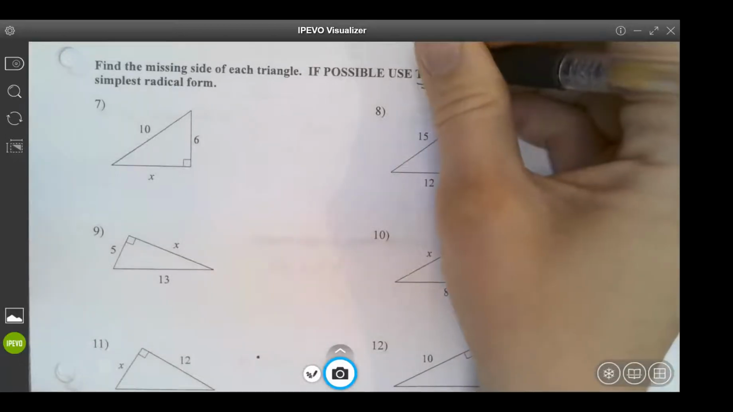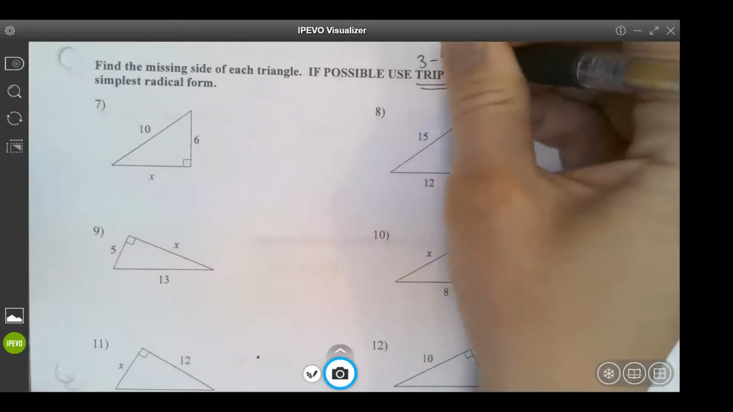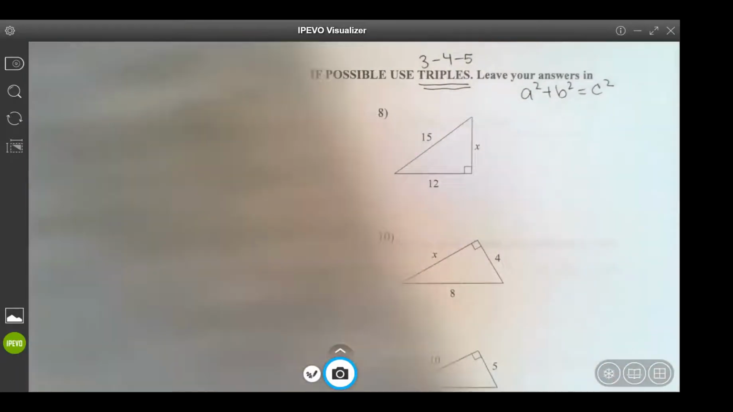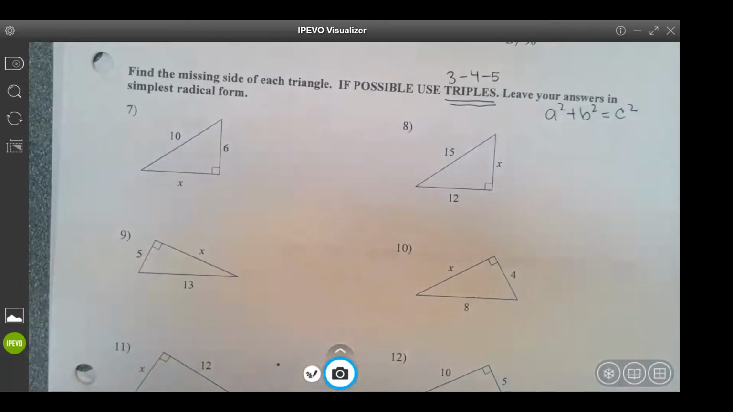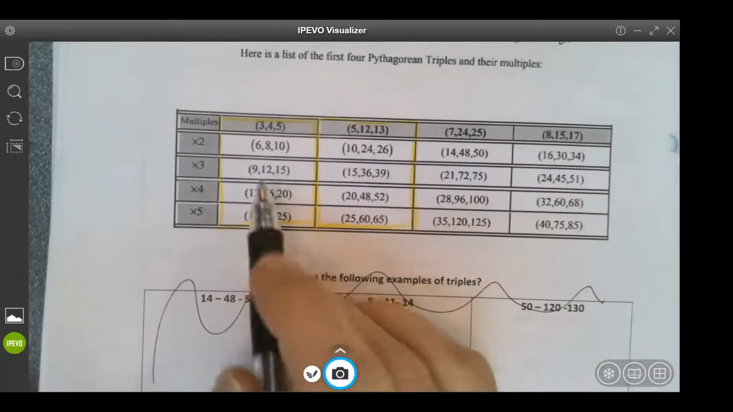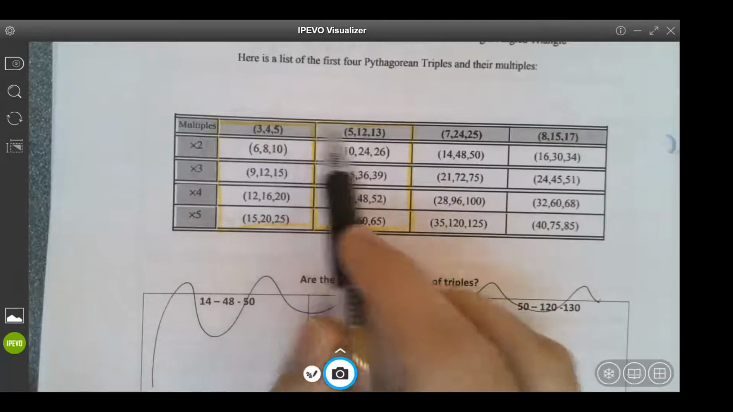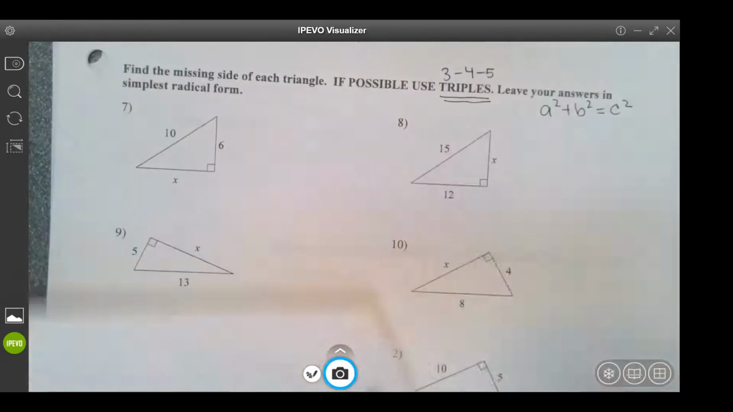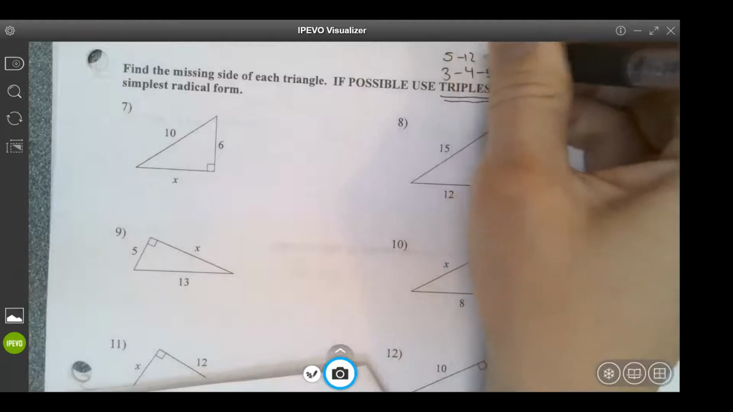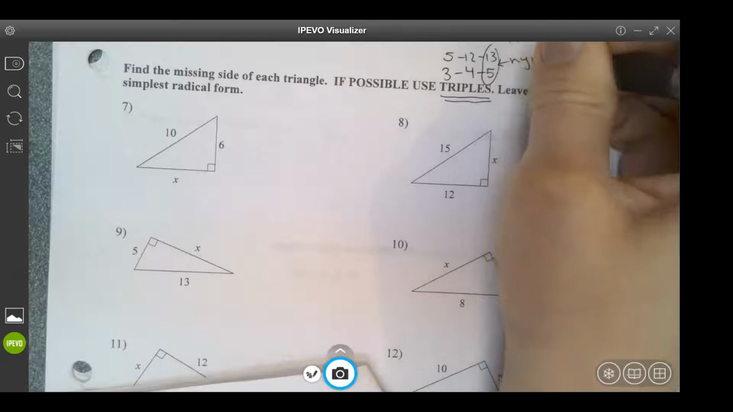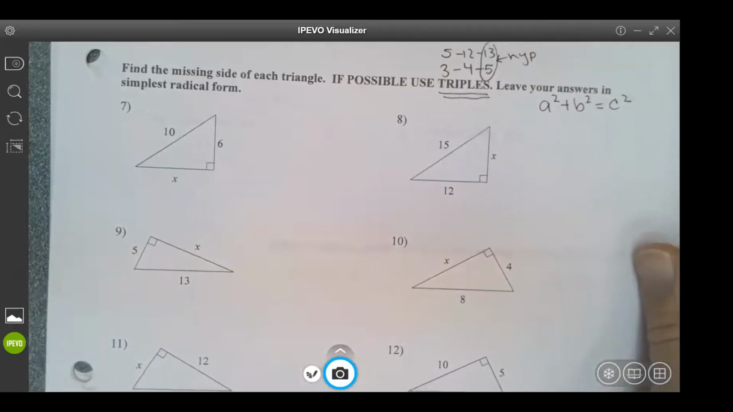A few triples we want to be on the lookout for, let's just focus on the 3, 4, 5. Here was our list of triples, right? So here's one version of the list, and here's multiples of those triples. And I said, let's focus on 3, 4, 5 and 5, 12, 13. What's important is that these have to be the hypotenuse when I'm looking for these triples.